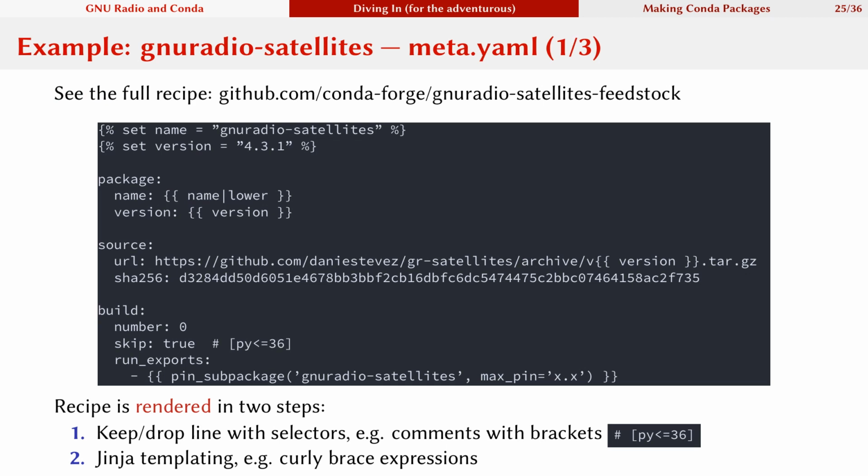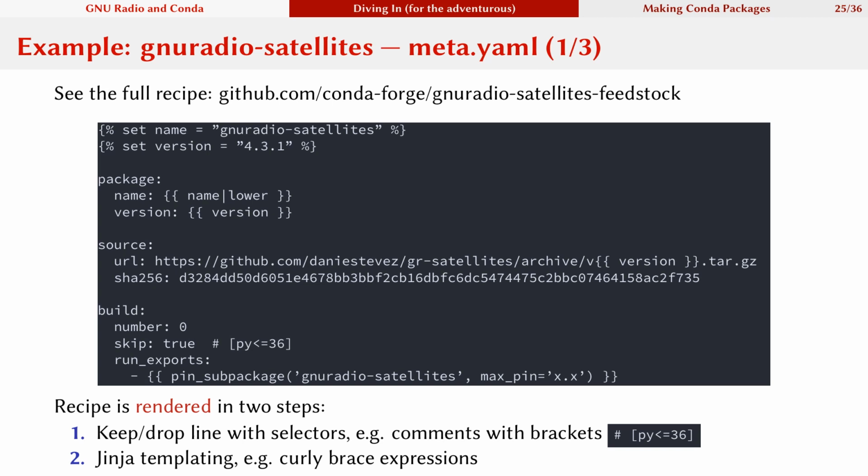So here I'm going to use the GNU Radio Satellites recipe as an example. You can see the full recipe on the conda-forge GitHub if you search for the GNU Radio Satellites feedstock. So this is the top of the meta.yaml file, where we can see we're defining the package name and the version, the source of where the source code is downloaded from.